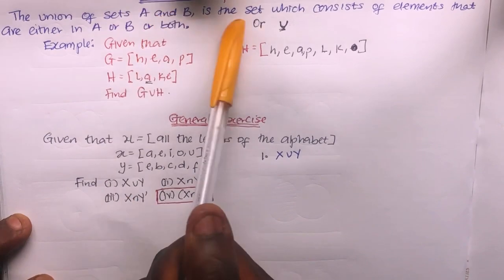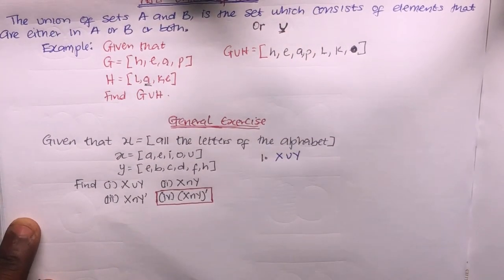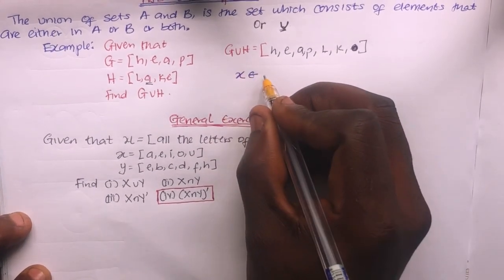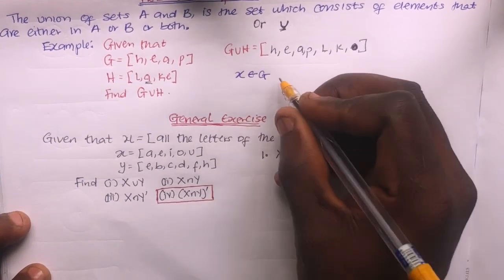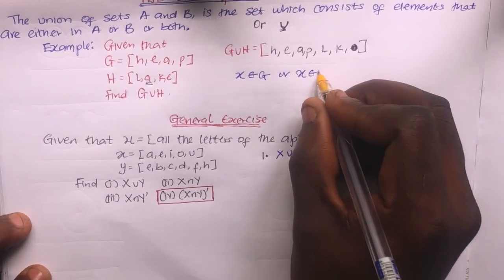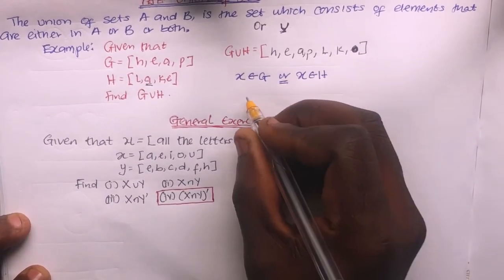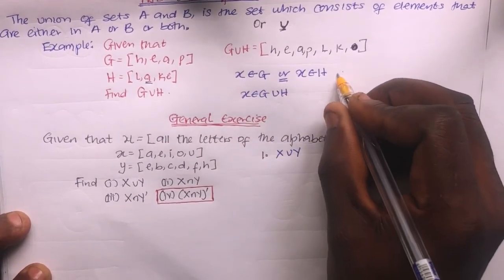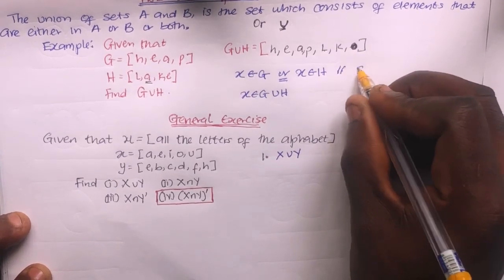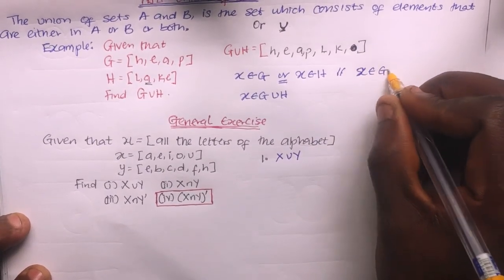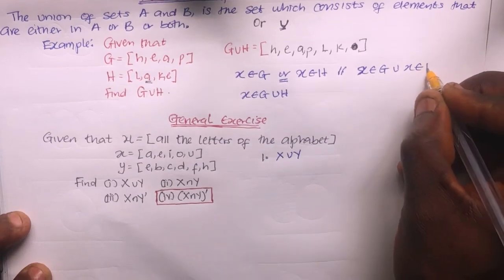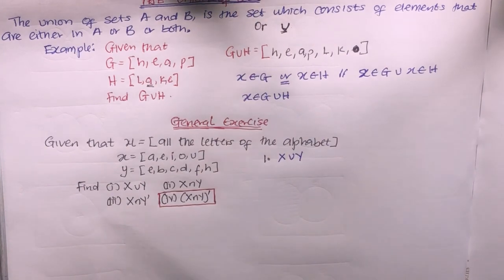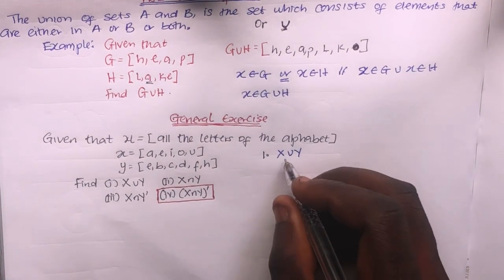Okay, coming back here, there is the theoretical representation of union. In the theoretical representation of union, let's say x is a member of G, or x is a member of H. This 'or' indicates union. That means x is a member of G union H. Or similarly, you can say x is a member of G or x is a member of H. Can you see now? So these are the theoretical representations of union.